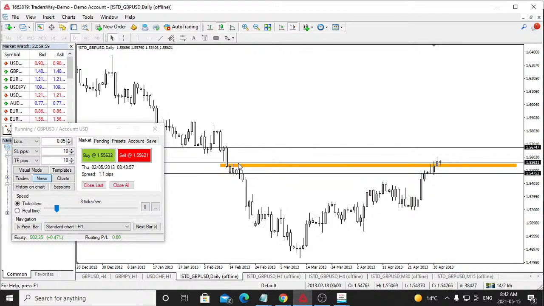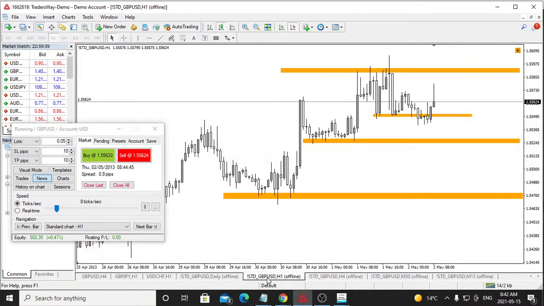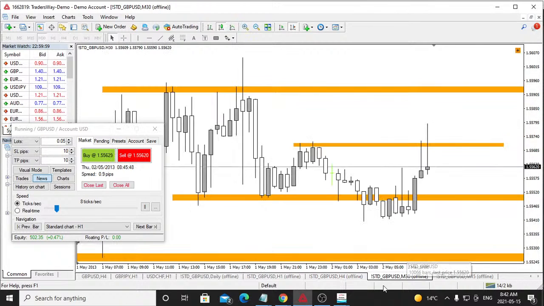Let's see what's gonna happen. So that was that. That was the day. You know, we got a winning trade. We managed risk and got a winning trade.